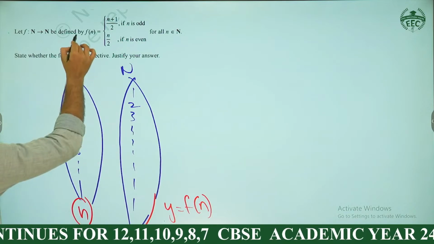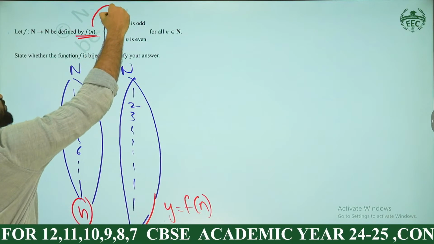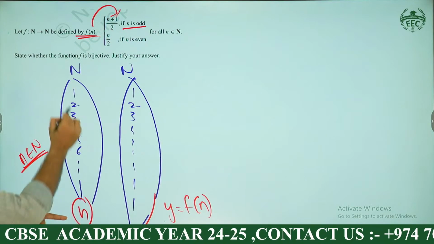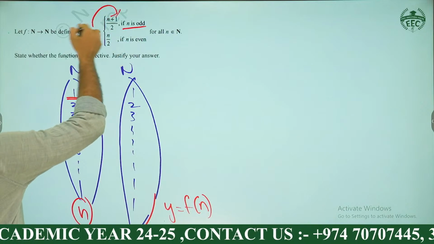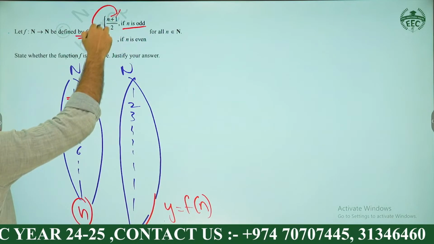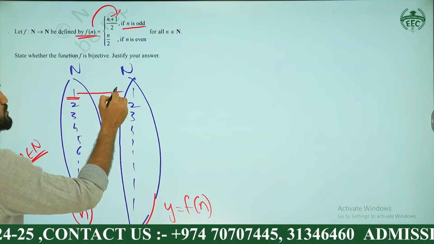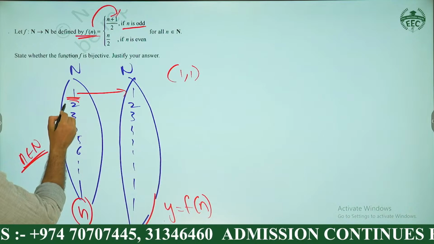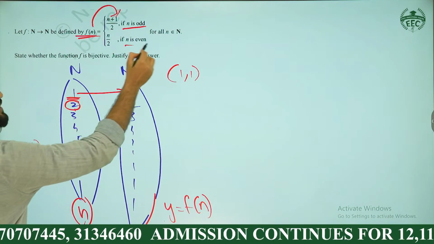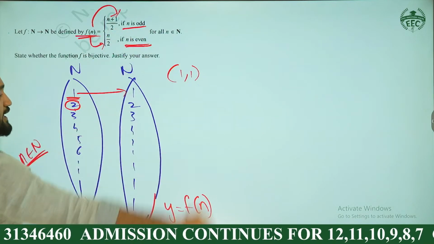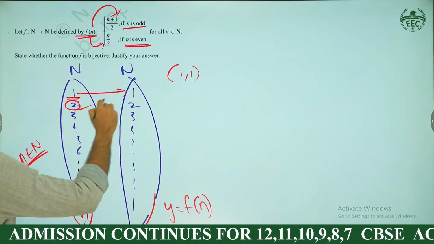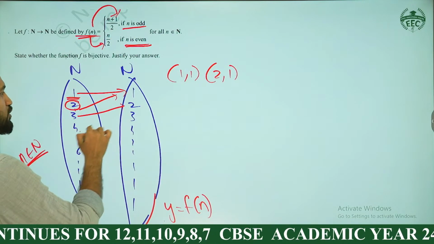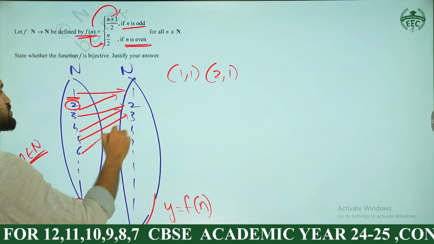That is defined as f of n is equal to (n plus 1) by 2 if the value of n is odd. If the value of n is equal to 1, which is an odd number, then the y value is equal to (n plus 1) by 2, which means (1 plus 1) by 2, which is 2 by 2, that is 1. So we'll have the pair (1, 1). Now, if you take n is equal to 2, which is an even number, then the y value is n by 2. So what is 2 by 2? 1, which means we'll have (2, 1). Similarly, 3 will have 2, 4 will also have 2, 5 will have 3, 6 will also have 3.